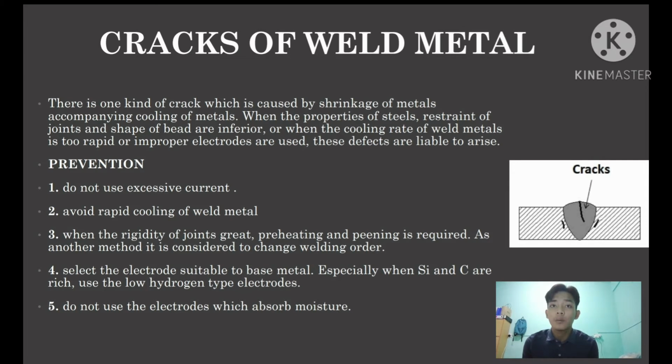Prevention. Number 1. Do not use excessive current. Number 2. Avoid rapid cooling of weld metal. Number 3. When the rigidity of joint is high, preheating and peening is required, or another method is considered to change the welding order. Number 4. Select the electrode suitable to the base metal, especially when Si and C are rich. Use the low hydrogen type electrode. Number 5. Do not use the electrodes which absorb moisture.